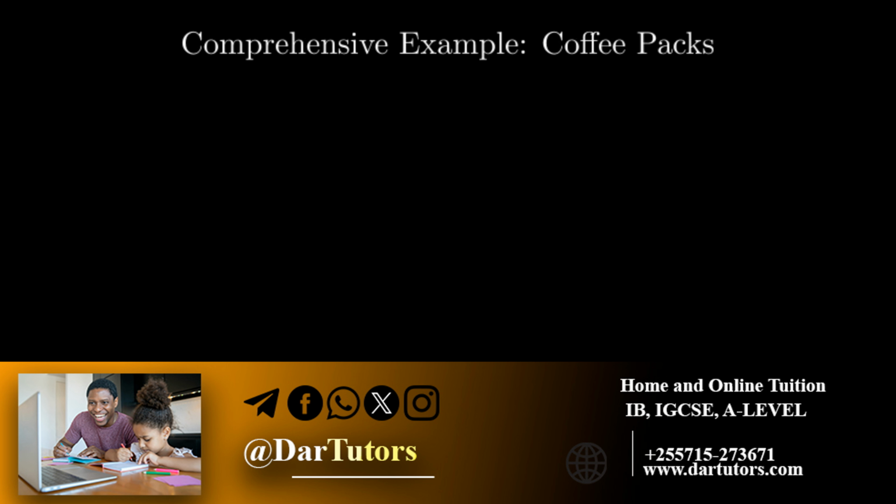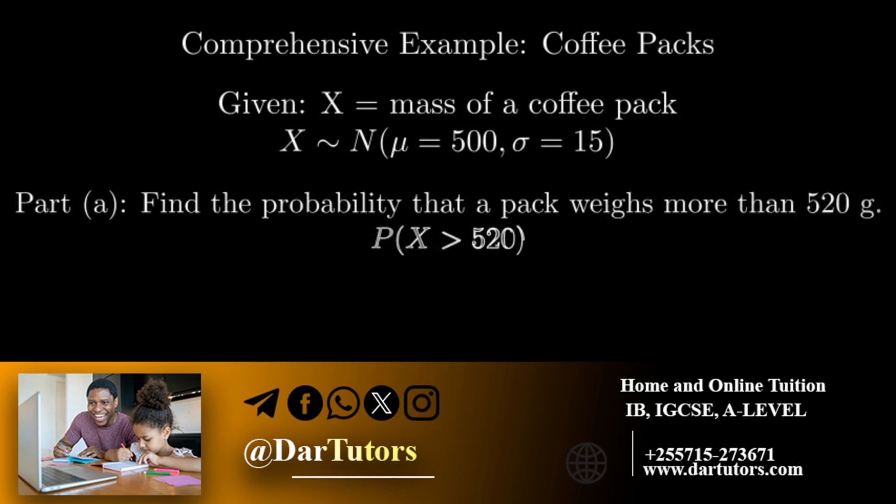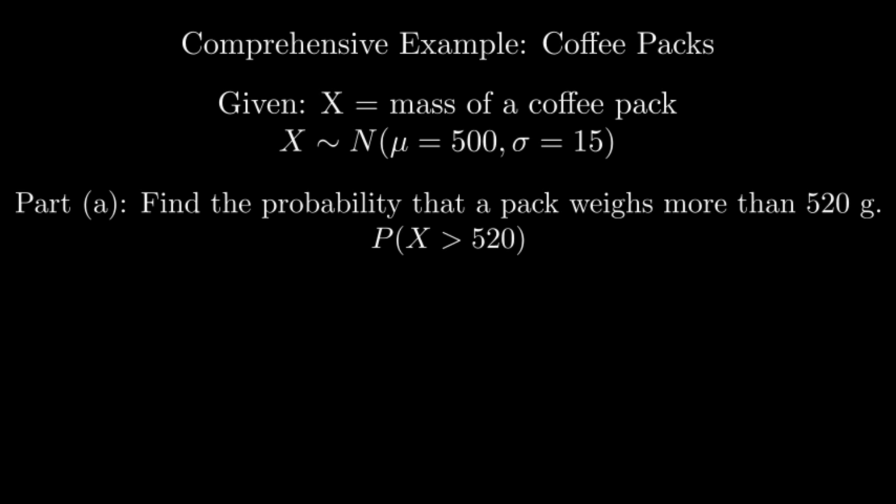The problem states that the mass of a pack of coffee is normally distributed with a mean of 500 grams and a standard deviation of 15 grams. So our random variable X, the mass, follows a normal distribution with a mean of 500 and a standard deviation of 15. Part A asks for the probability that a pack weighs more than 520 grams. Is this a forward or inverse problem? It's a forward problem because we're given a value, 520 grams, and asked for a probability.